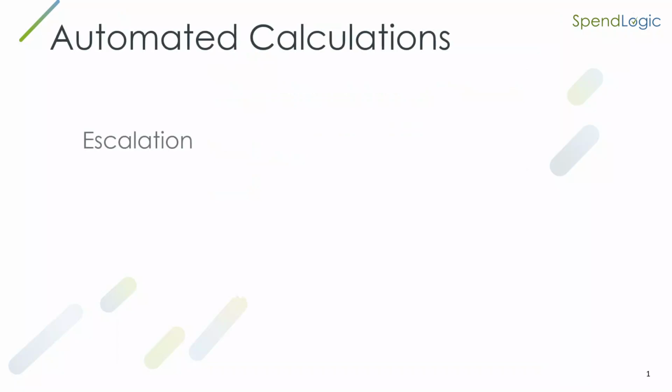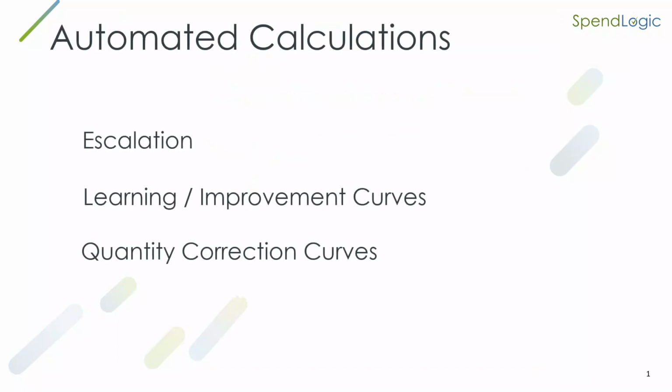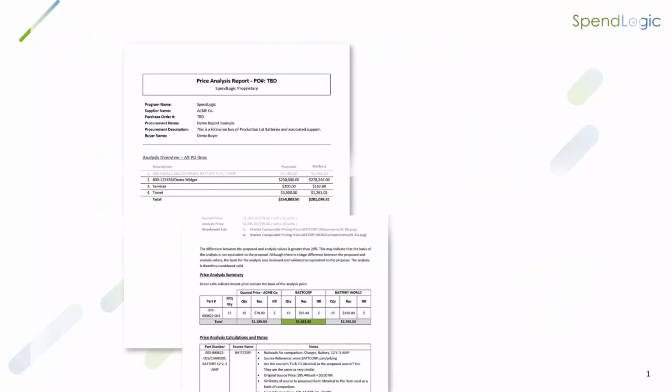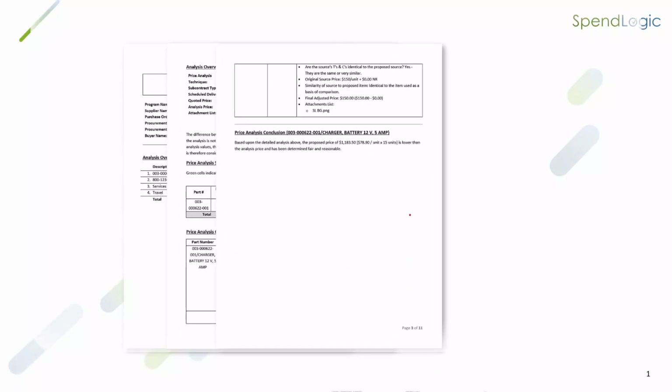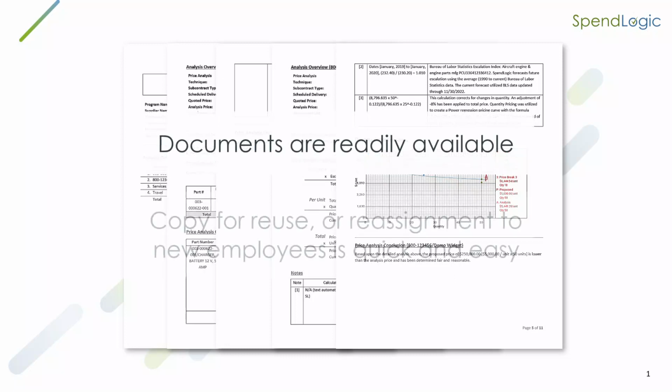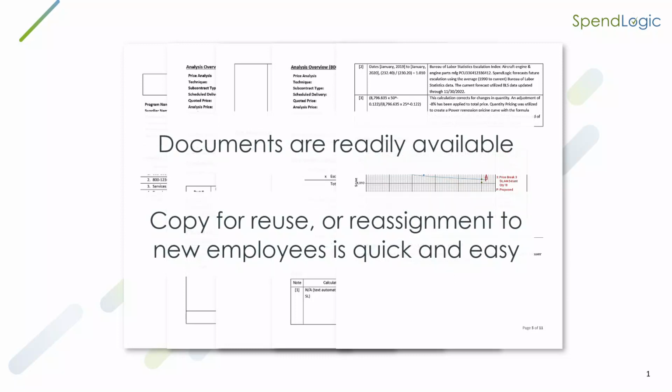Calculations for escalation, learning curves, and quantity correction curves are automated. We've even built in federal travel regulations and Bureau of Labor Statistics to automate travel and labor rate analysis reports. The final report output is standardized across employees, vastly reducing subjectivity, eliminating math errors, and standardizing formats. Reports are available throughout the company at any time. Copying and updating reports happens in minutes.